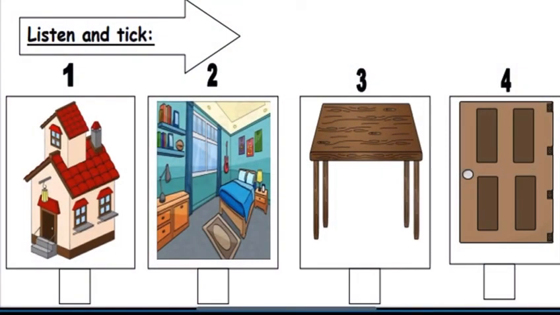Here, listen and tick. Yes, this is school. No, wrong. This is house. This is bedroom. Well done. This is desk. No. This is table. Yes, it's right. Correct. This is desk. Wrong. The first one is wrong. The last one is wrong. Okay, my friends.